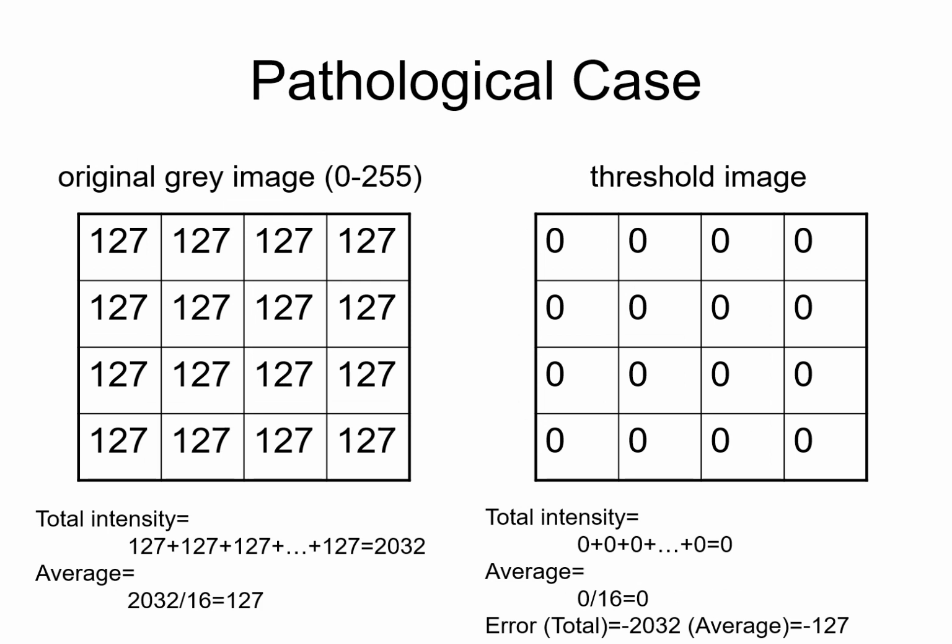We could imagine a very bad case where all pixels are 127 and are therefore set to 0 in thresholding. In this case, the average error per pixel is minus 127. It is minus 127 because we are taking the new image minus the old image, and the new image is too dim compared to the old image.